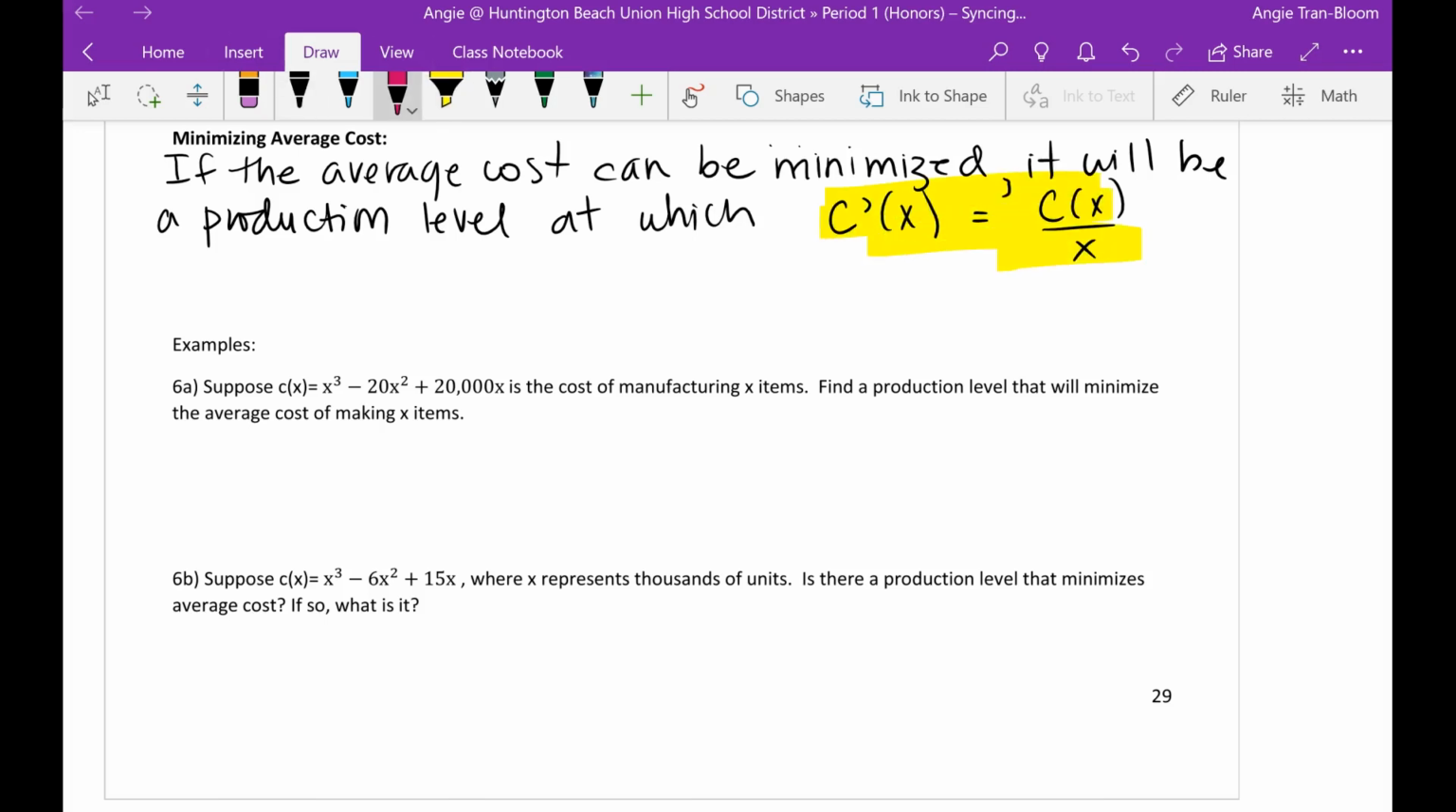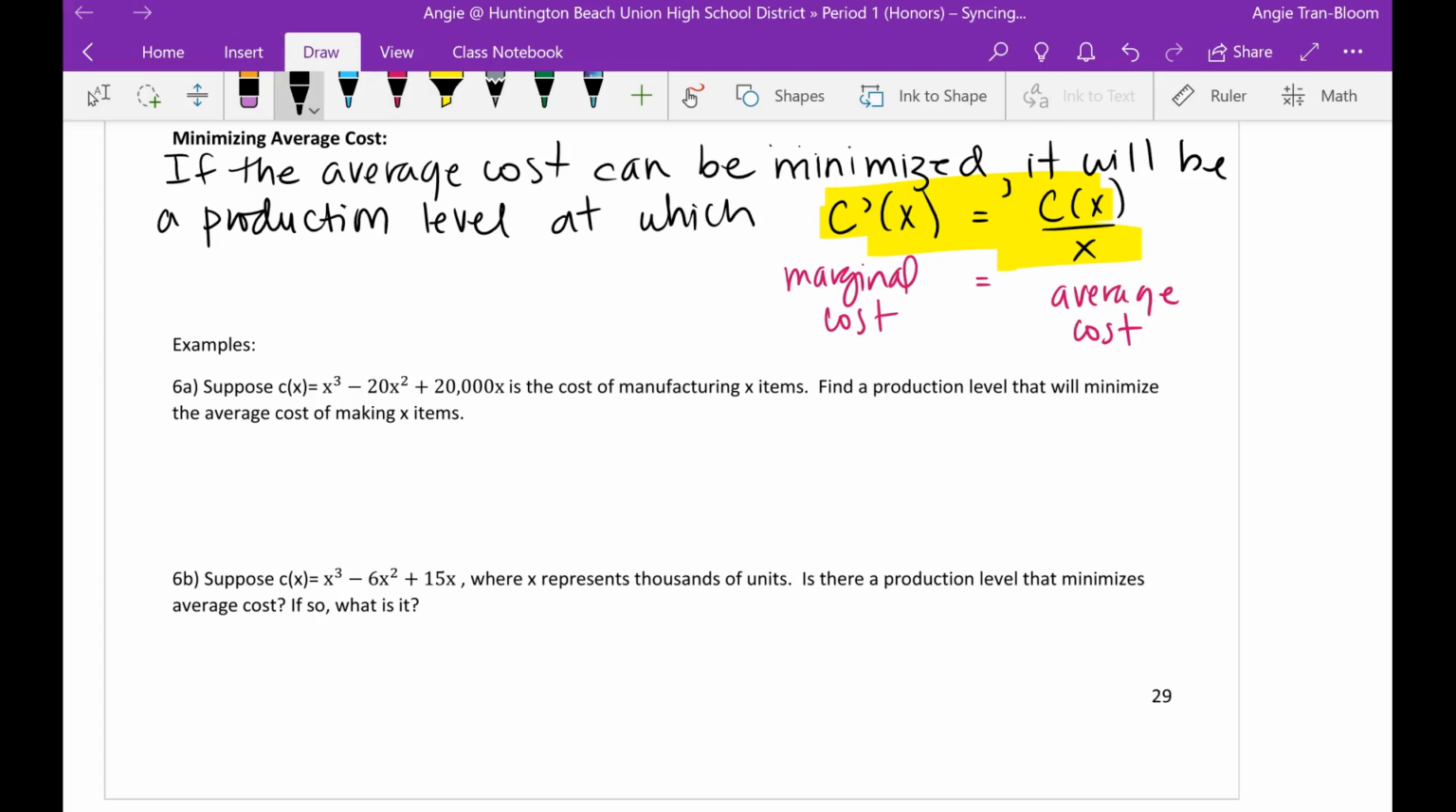So if you guys remember, C prime of x was the marginal cost, and C of x over x is just the average cost. So what this is saying is that if the average cost can be minimized, then the marginal cost should be the same as the average cost. So let's use this formula right away.